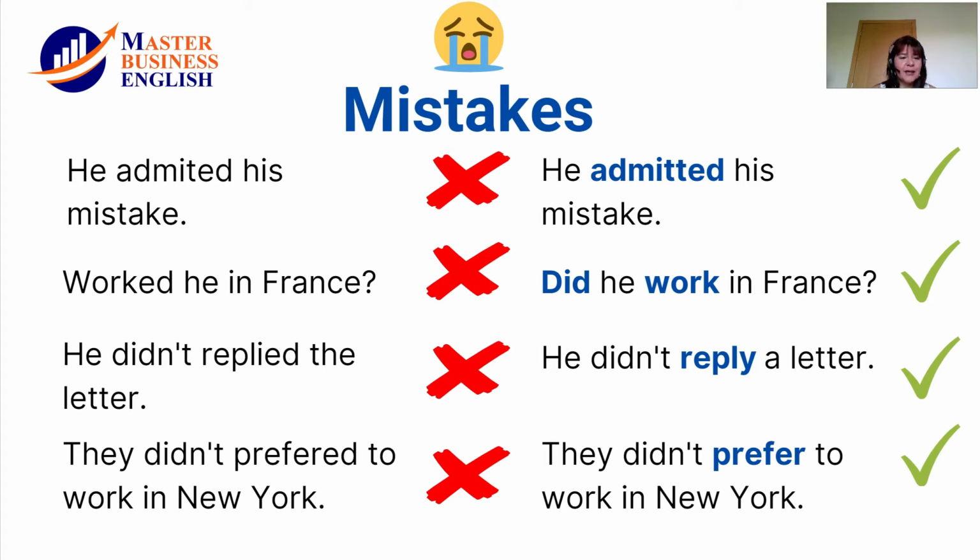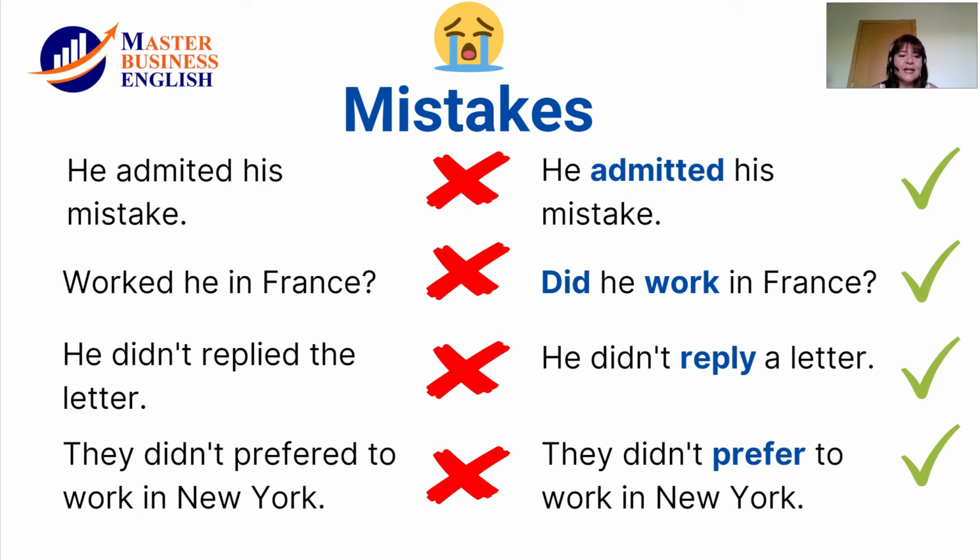Good. Then the other mistake is "Worked he in France?" It is also a mistake. You should use the correct structure in a question. So it should be auxiliary, subject, verb, and a complement. In this case, "Did he work in France?" And this is something that you should always keep in mind. Don't forget to use the structures.